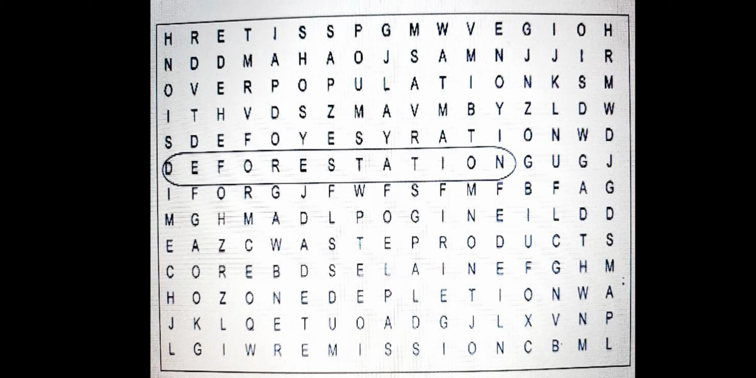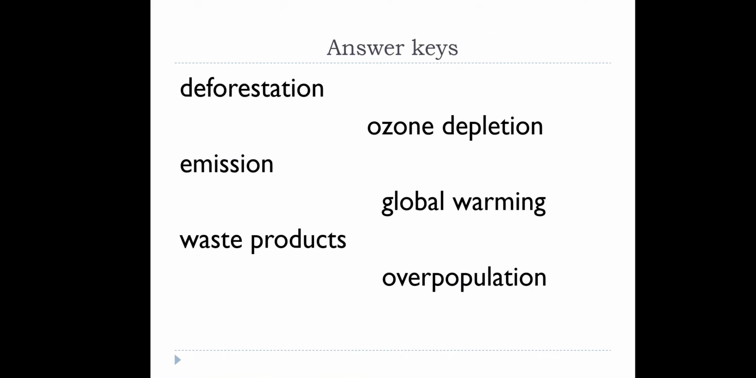Are you done? You finish? Let's now find it out on the next slide. These are the correct answers and the words that you can see in the puzzle: ozone depletion, deforestation, emission, global warming, waste products, and overpopulation. If you got all these answers correctly, very good.